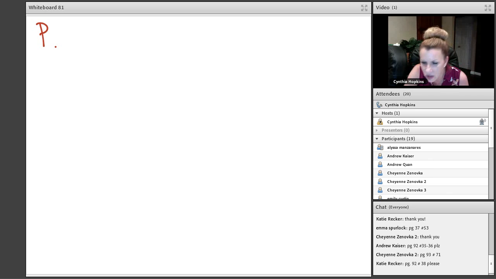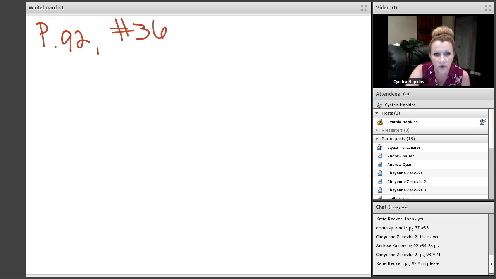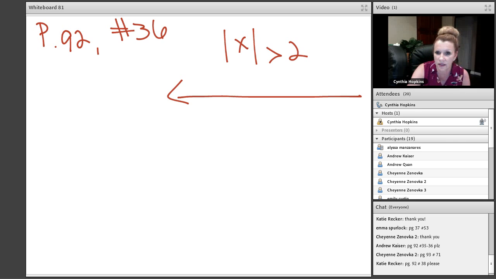All right, next page, I'm going to go to the next question that Andrew asked for, which is number 36 on page 92, and I'm going to do 2 problems for this one also. So 36 says the absolute value of x, very basic, is greater than 2. I'm going to demonstrate this on a number line.